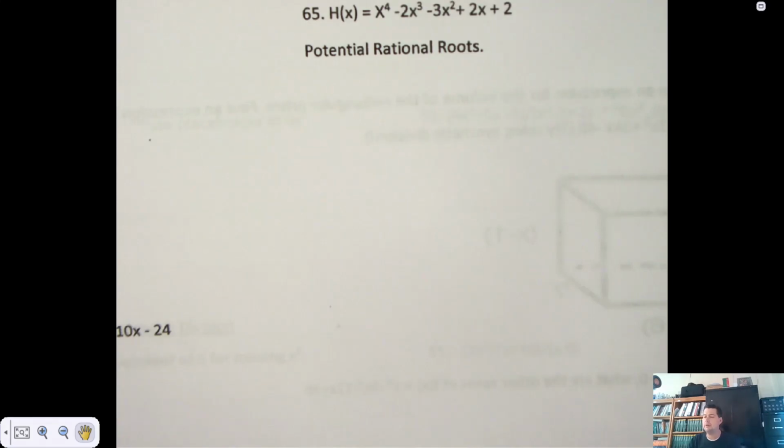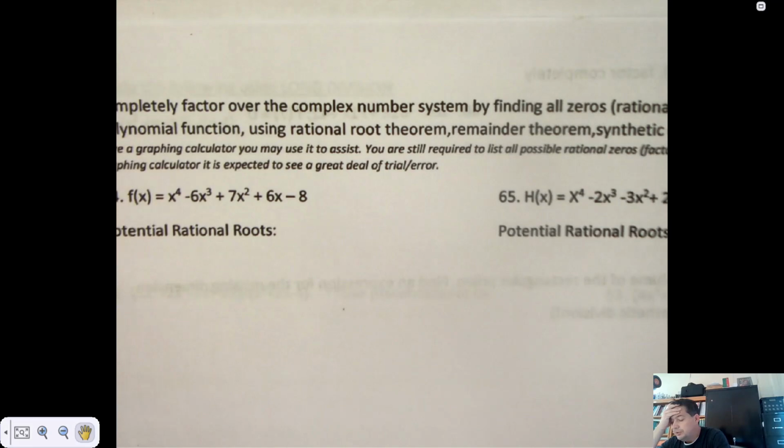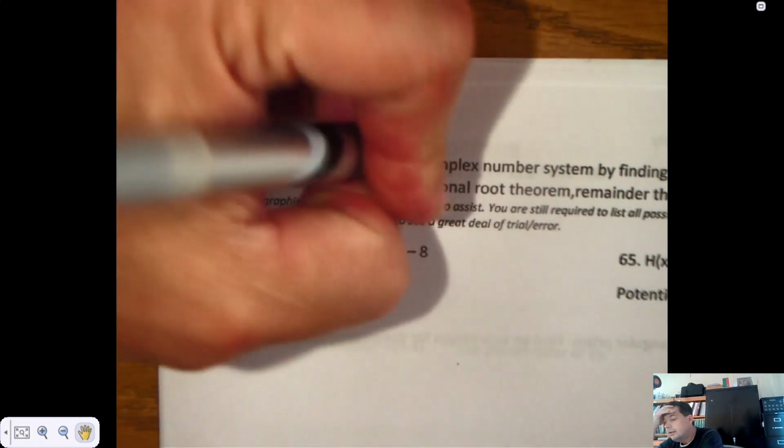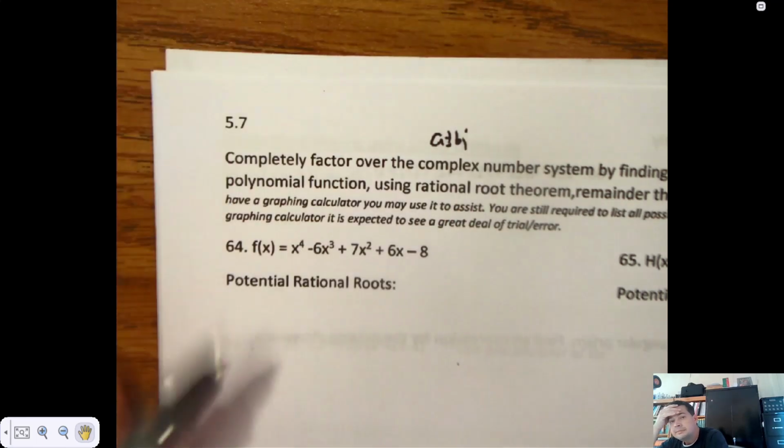All right, so a little more homework. This is the stuff from 5-7, which is what most of the rest of this was. It's all 5-7, which is the end of Unit 5, where you just take everything you know and do it. So the instruction set here is to completely factor over the complex number system. That's your a plus or minus bi stuff.